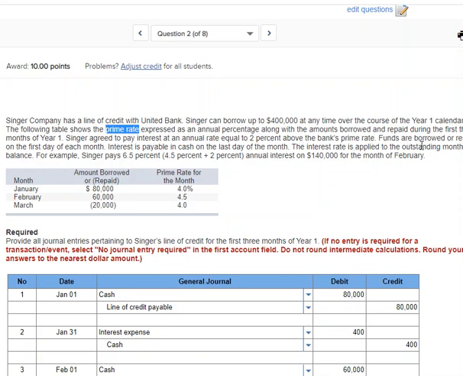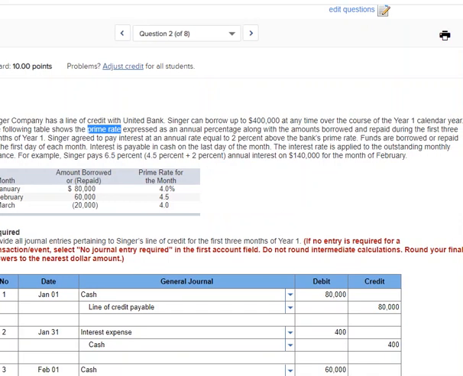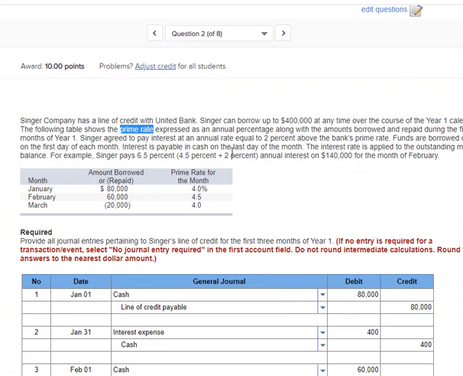Funds are borrowed and repaid on the first day of each month. Then interest is payable in cash on the last day of the month. The interest rate is applied to the outstanding monthly balance. For example, Singer pays 6.5%, which is 4.5% prime plus 2% annual interest, on the $140,000 for the month of February.